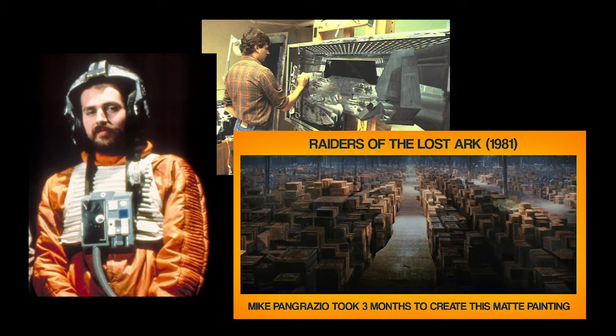One of the best examples of a matte painter is Michael Pangrazio. His works include The Empire Strikes Back, Raiders of the Lost Ark, Temple of Doom, Young Sherlock Holmes, The Hobbit, and the Disney Cinematic logo.